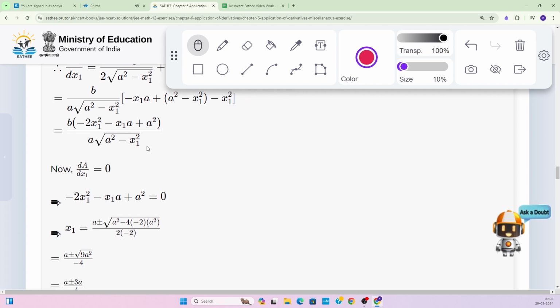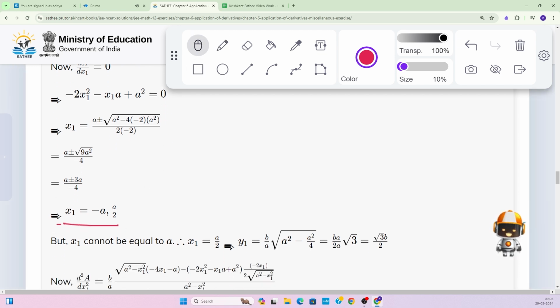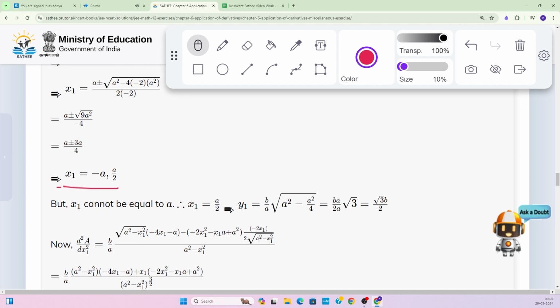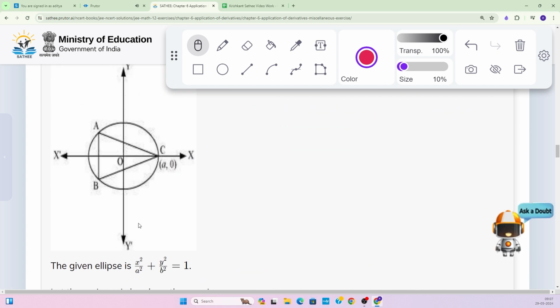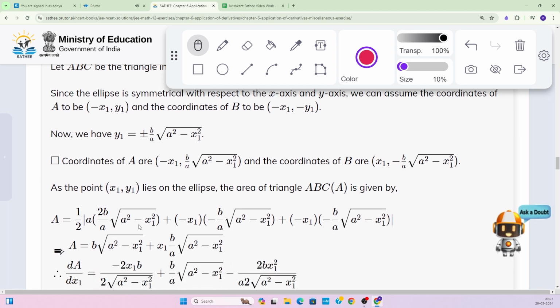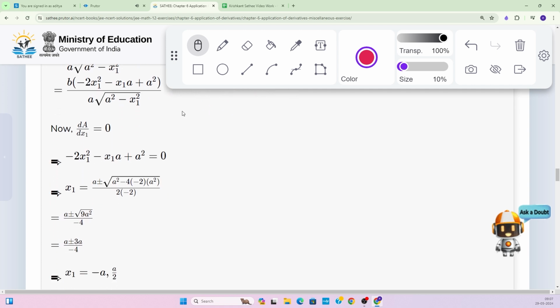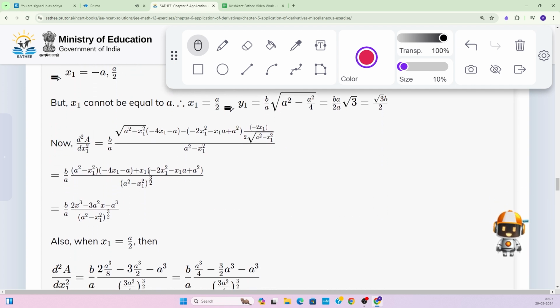Now to find the critical points, put dA by dx1 equals 0. You will get this as your expression. From here you can get your two values for the critical points, those are minus a and a by 2. Now find the double derivative. What you have to do is find the maximum area. So in order to find the maximum or minimum, we mainly use the second derivative test.